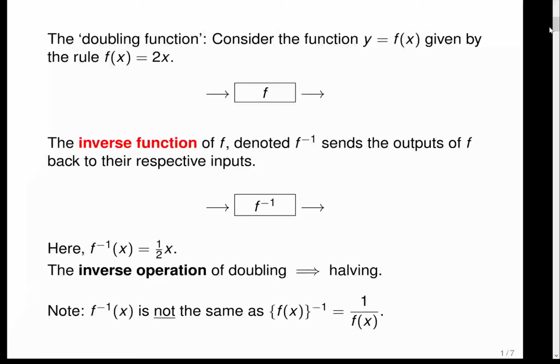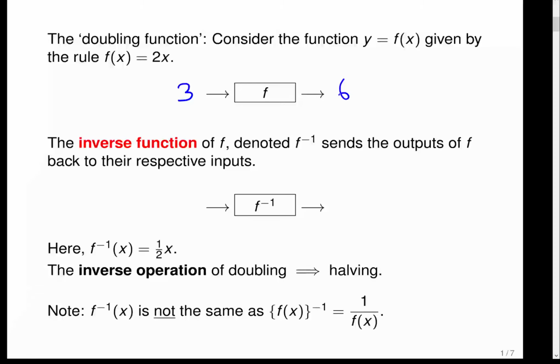Let's start off by looking at something called the doubling function. Let y be a function of x given by a very simple rule, f of x equals 2x. That is, the function simply doubles any input, or x value. So when the x value is, for instance, 3, the doubling function f would output the y value 6. In terms of terminology, we sometimes say that the function f maps 3 to 6.